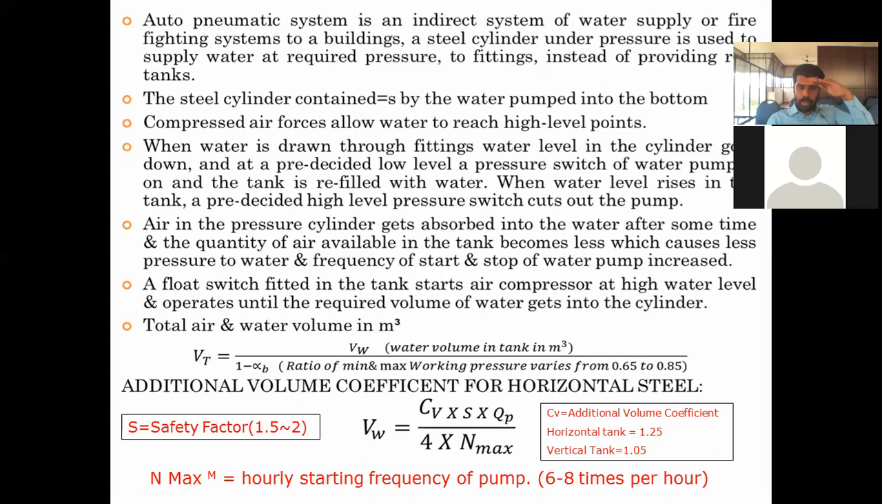So it will be going below that level. Again, it will be starting. Then it will be reaching a level. Then again, it is going down. Then again, it is coming up. So the frequency of the start and stop of the water pump is increased.